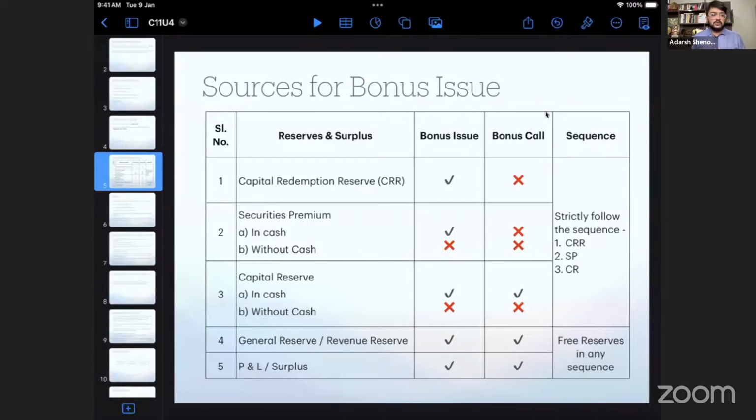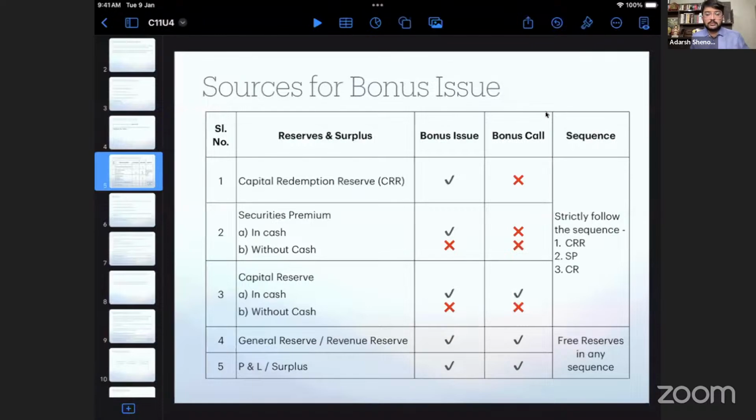For bonus issue, of course, the free reserves are available. Examples of free reserves are general reserve and reserve fund. Those free reserves are available completely for bonus issue. Semi-specific reserves are also available, provided the Companies Act says you can use them for bonus issue. If it is given in the Companies Act, then you can use such reserves.